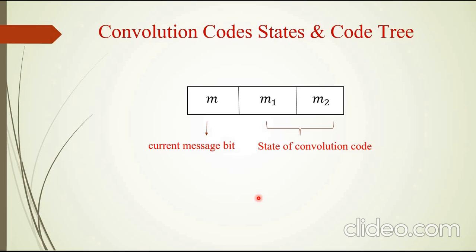As I explained in the previous session, the convolution encoder has constraint length 3 because there were 3 shift registers. The first one has the current message input bit, which is M, and next to that are M1 and M2, which explain the states of the convolution code. So M represents the current input message, and M1 and M2 represent the state of the convolution code.